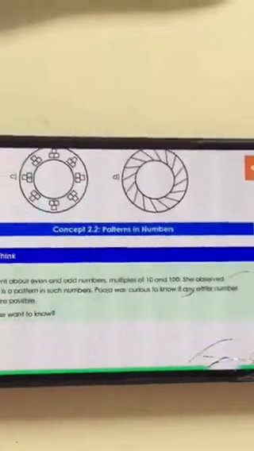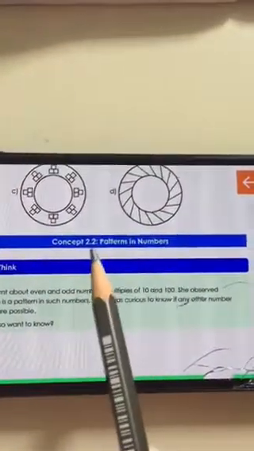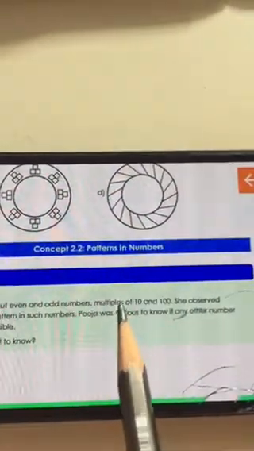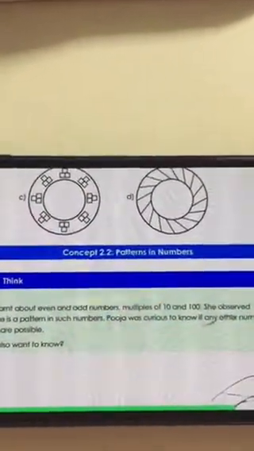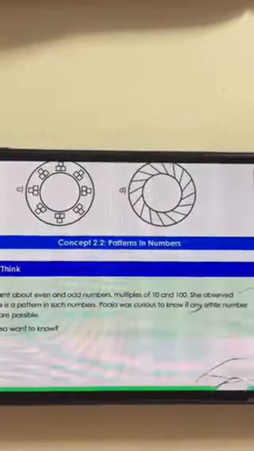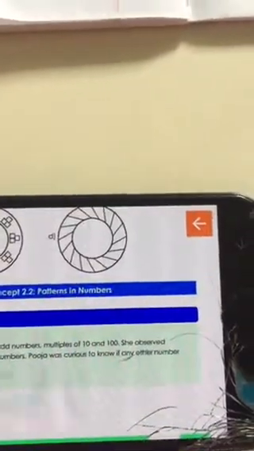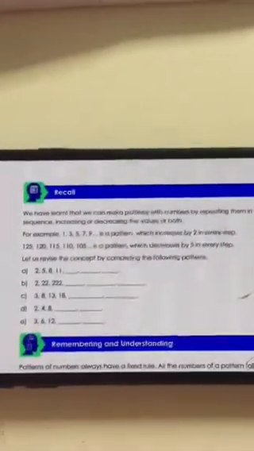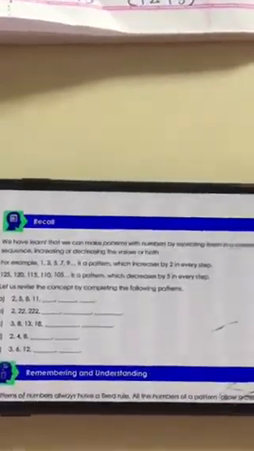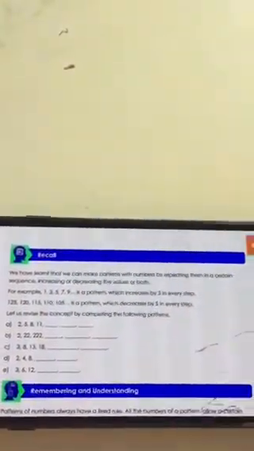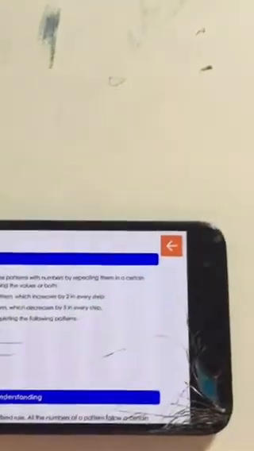Now we'll study the second concept, patterns in numbers. Students, before starting this, you should be aware of even numbers, odd numbers and tables. So prepare even numbers, odd numbers and tables, and then start studying this topic. Now here, in patterns of numbers, in lower classes you must have studied some patterns. I'll take a few examples here.